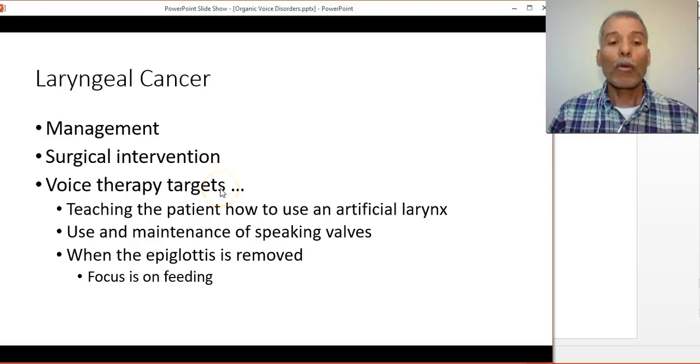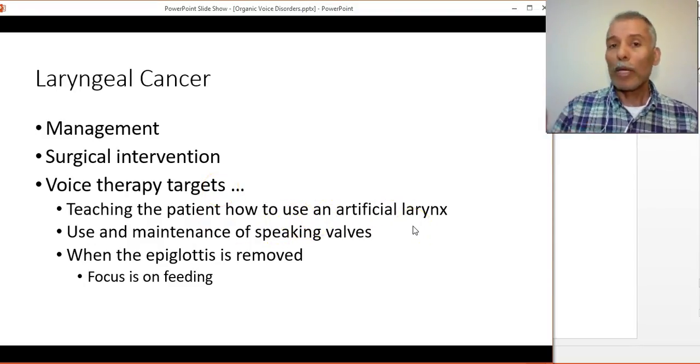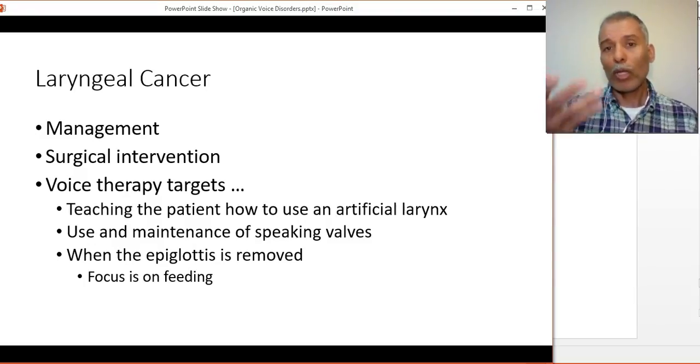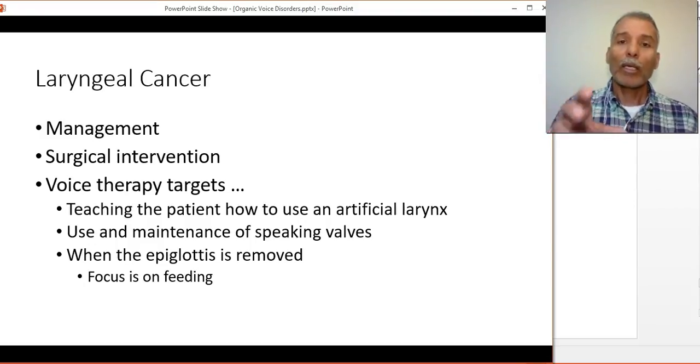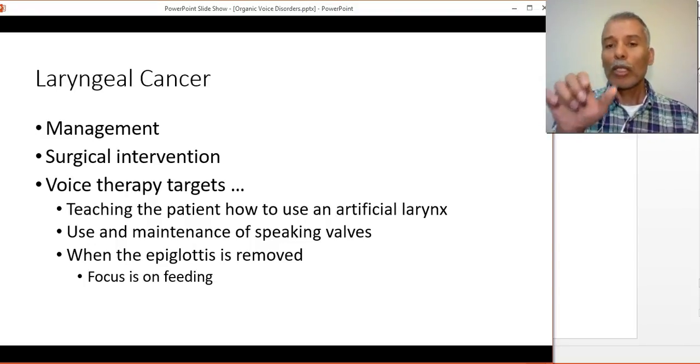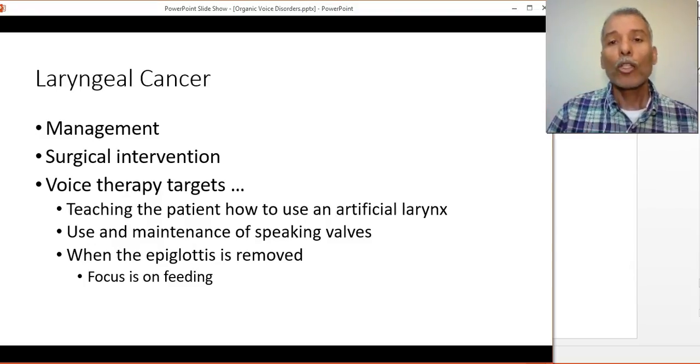In terms of voice therapy, many patients will have surgeries, of course. So if the surgery is a partial laryngectomy, they might take the epiglottis out, for example, epiglottectomy. In that case, what do you imagine your role to be?